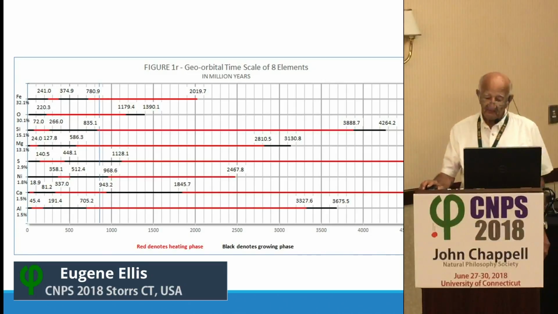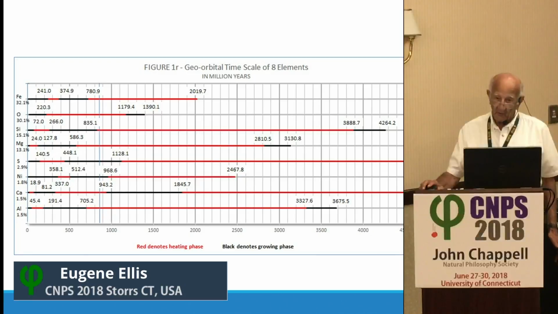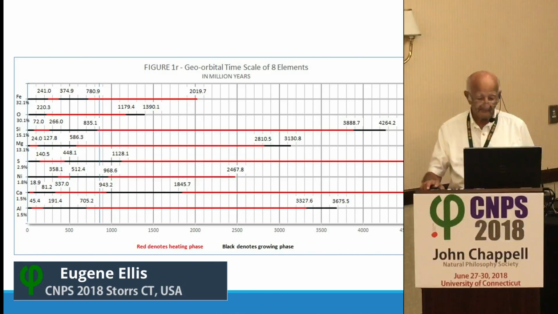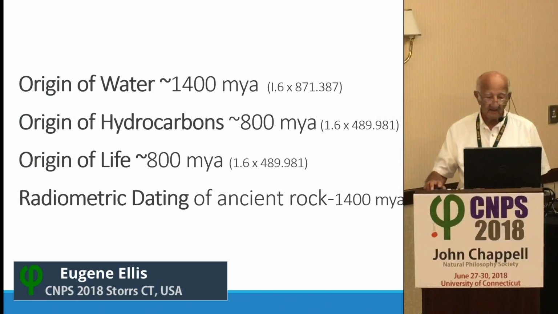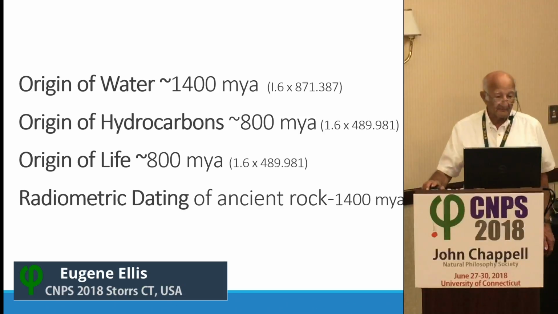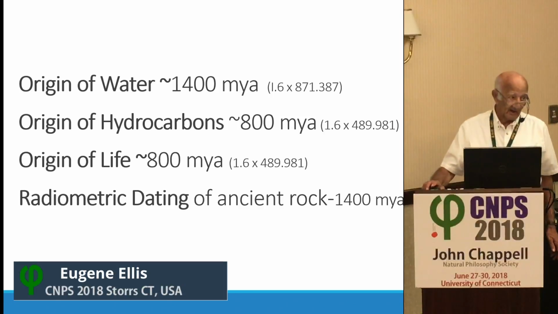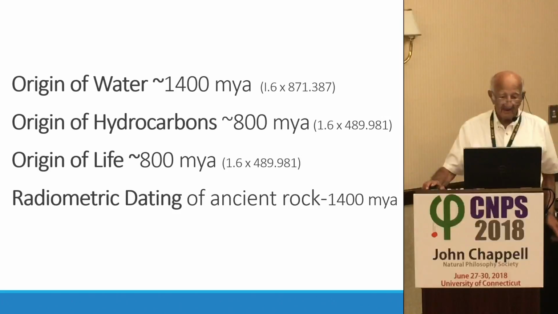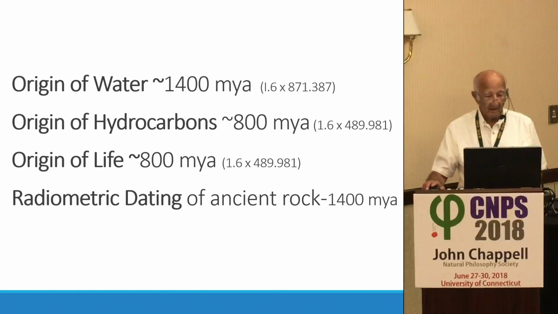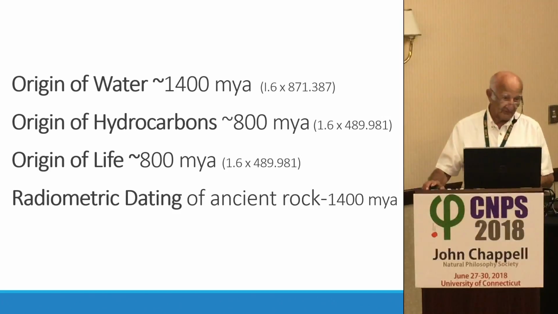This changes everything we think we know older than 700 or 800 million years. The origin of water occurred when oxygen ionized for the first time. That would be around 1,400 million years ago.